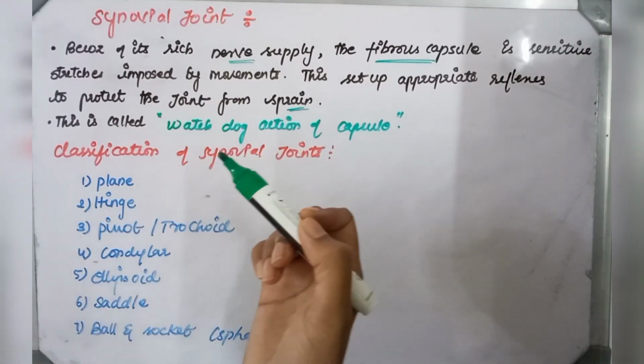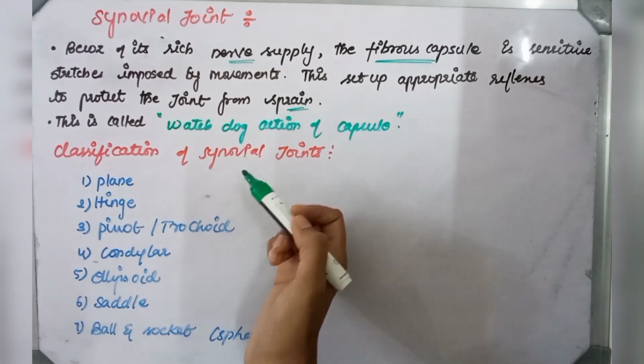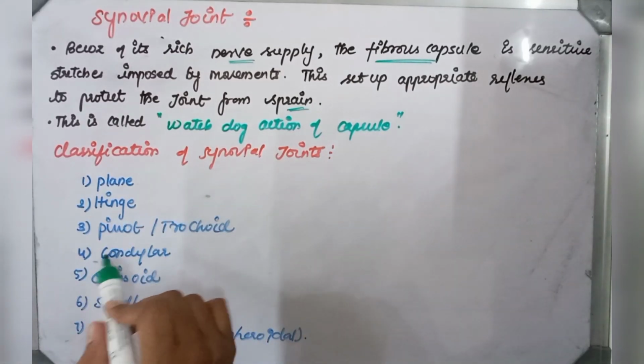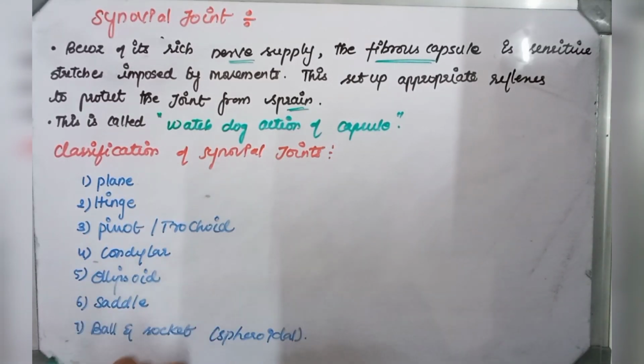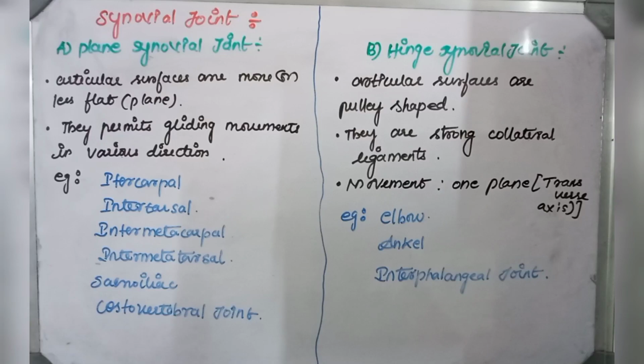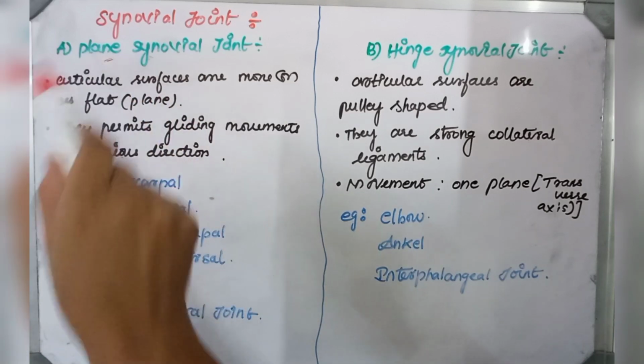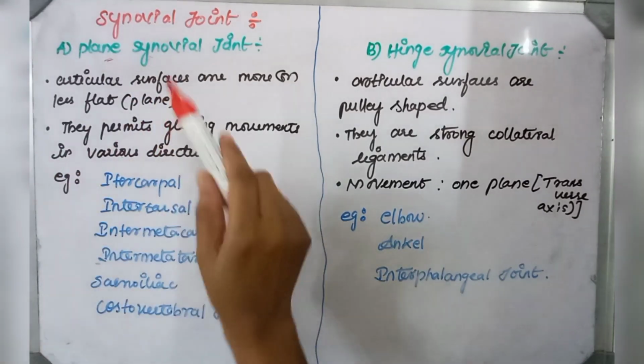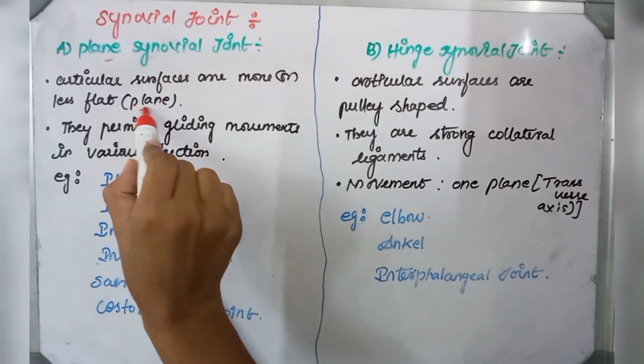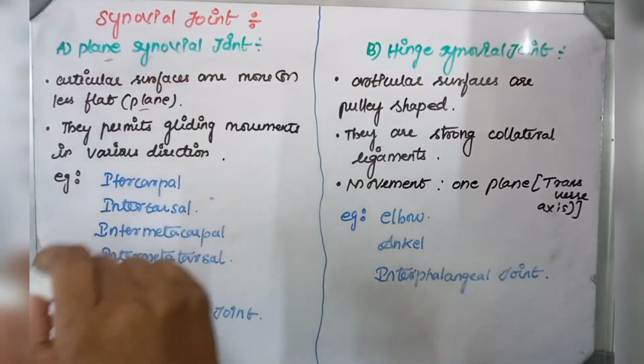The synovial joint is classified into 7 types: plain, hinge, pivot or trochoid, condylar, ellipsoid, saddle, and ball and socket or spheroidal. Let us see a little more detail about these 7 types of synovial joints. First is the plain synovial joint. From the name, this suggests that the articular surface is more or less flat, that is plain.